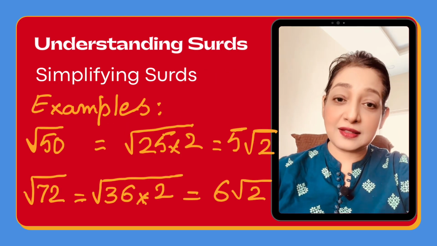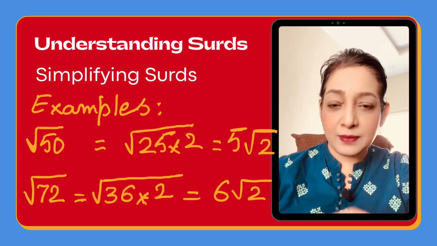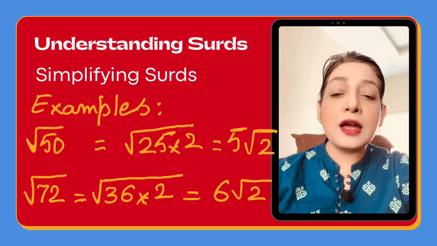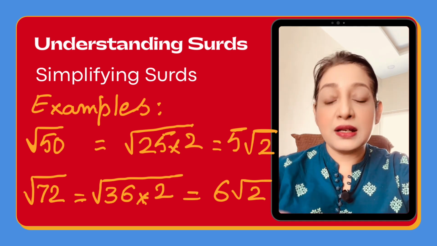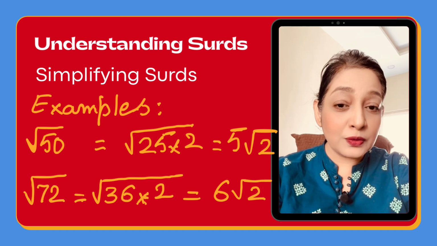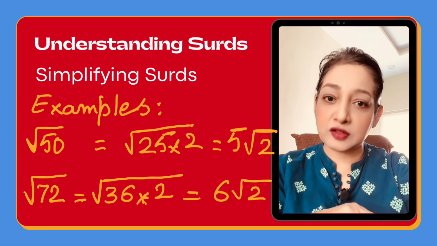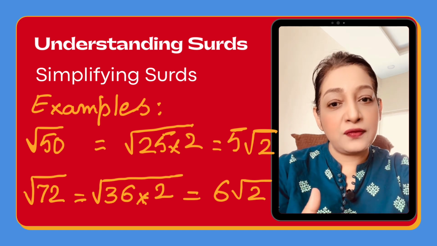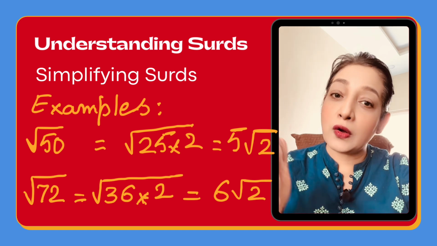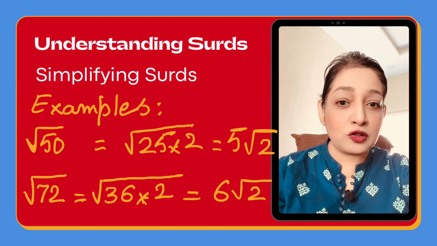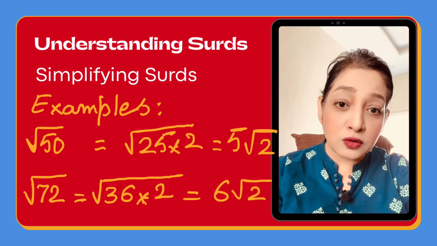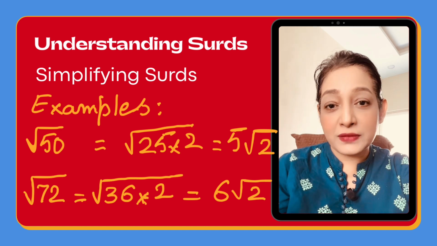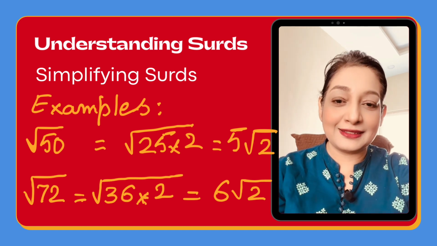Now how to simplify surds? Look at the screen. I am solving here some examples. For example, square root of 50. 50 contains a perfect square, 25 times 2. So I will write inside the square root 25 times 2, and after solving, 25 gives 5 outside the square root and only 2 is inside. And also like 72, that is 36 times 2. 36 is a perfect square of 6, so 6 is outside the square root and 2 is inside.